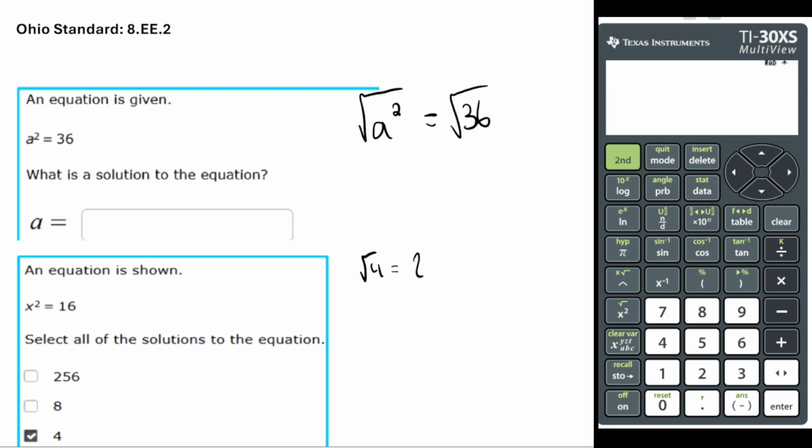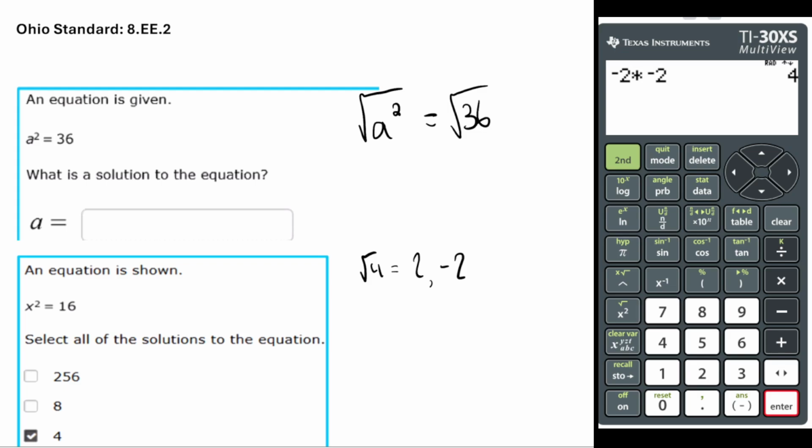Every number except 0 has 2 square roots. It has a positive root and it has a negative root. So the square root of 4 has 2 roots. It is 2 and negative 2. Because while 2 times 2 is 4, negative 2 times negative 2 would also be 4, as you can test in your calculator. So the negative root will always be the same as the positive root. It's just negative.